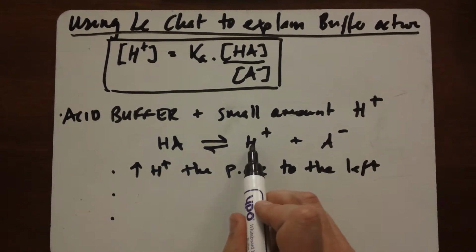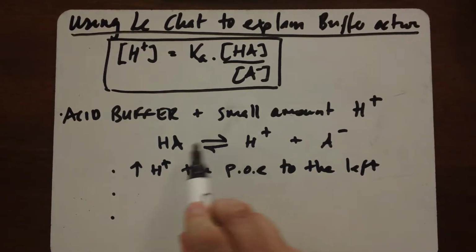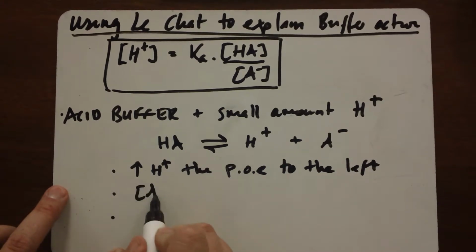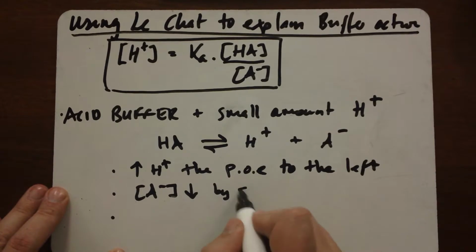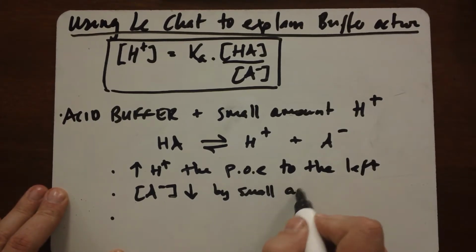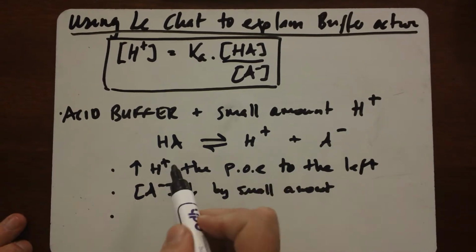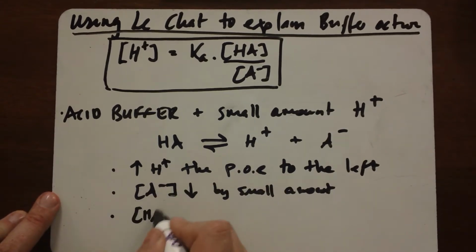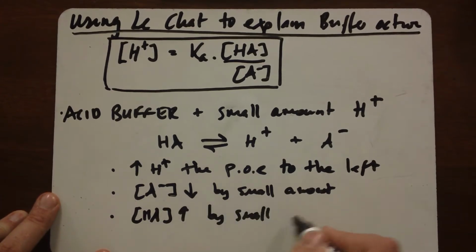So it decreases the amount of H+ back to what it was before this was added, but by moving the position of equilibrium in this direction, the concentration of A- decreases by a small amount too. By moving to the left, the HA concentration increases again by a small amount.